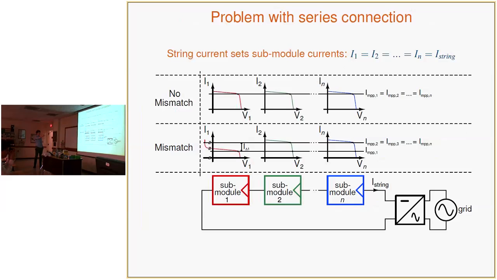So if you set I string to be the maximum power point current of submodule 1, you would be operating submodule 1 at its maximum power point, but you'd be operating the other submodules at like half of their maximum power point. And likewise, if you set the string current equal to the higher vertical or horizontal bar, which corresponds to the maximum power point currents of all of the other submodules, you'd be operating those at their maximum power points, but you would also be operating submodule 1 in the second quadrant, and it would start dissipating power, right?